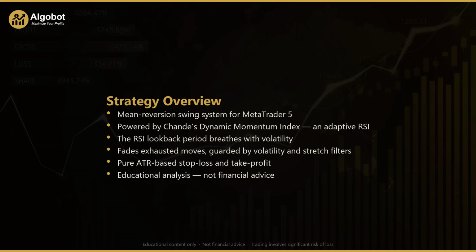Because fading extremes can be dangerous inside a strong trend, the strategy adds two guards. First, a volatility regime filter that only allows trades when the market is genuinely active. Second, a stretch filter that requires price to be meaningfully dislocated from a moving average baseline, measured in ATR units. Risk is handled entirely with ATR distances, so the system self-scales across symbols and time frames.